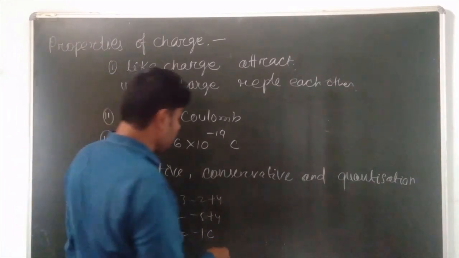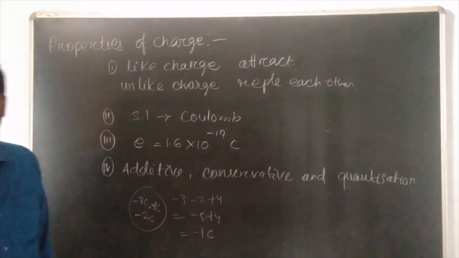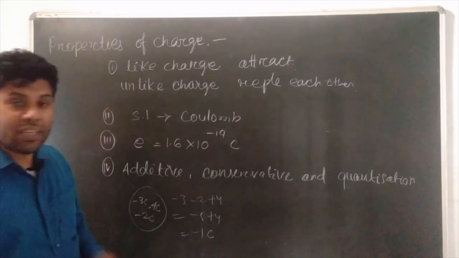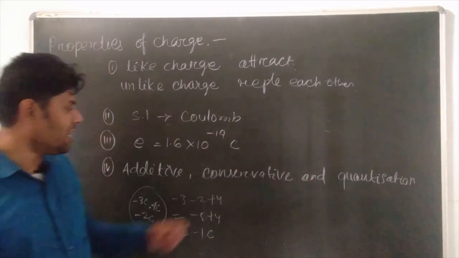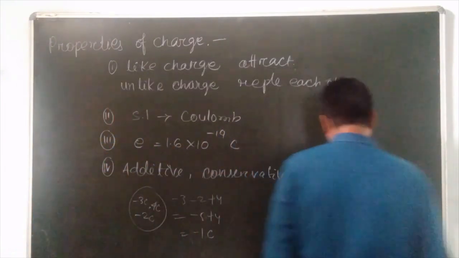Second is conservative property. Conservative property says that charge is neither created nor destroyed. We cannot create a charge, we cannot destroy a charge. That property of the charge is called conservative property. And the other is quantization property.